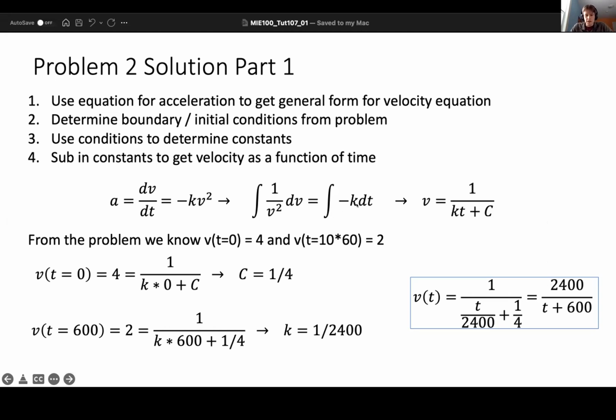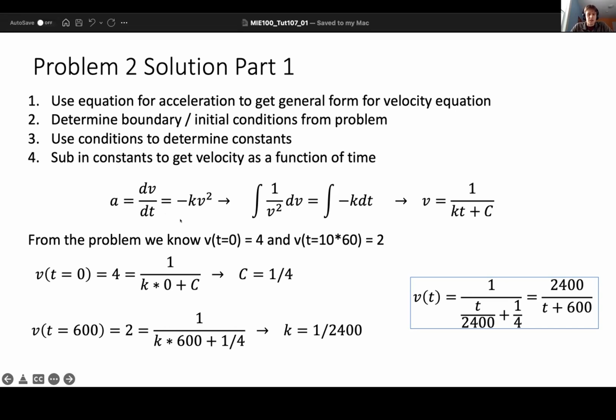I think the right side integral is pretty self-explanatory. That's just negative kt. Sorry, I didn't mean evaluating it. I mean how you got from the left side differential, like a is equal to dv over dt, how you got the integral equation. Okay, sure. So we have a equals dv over dt. It's a pretty well-known equation. And from the problem, we have that equal to negative kv squared.